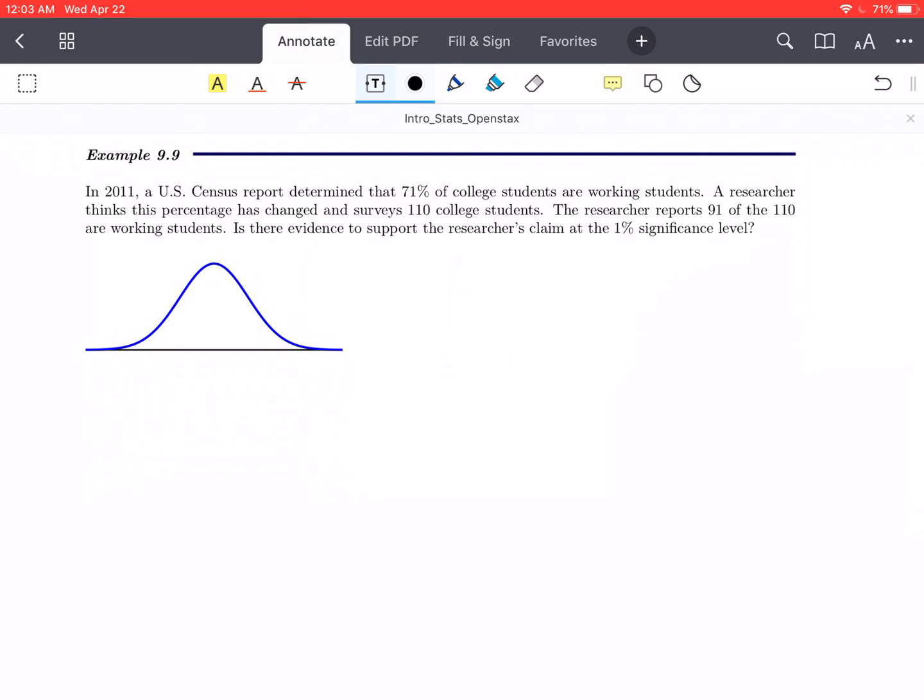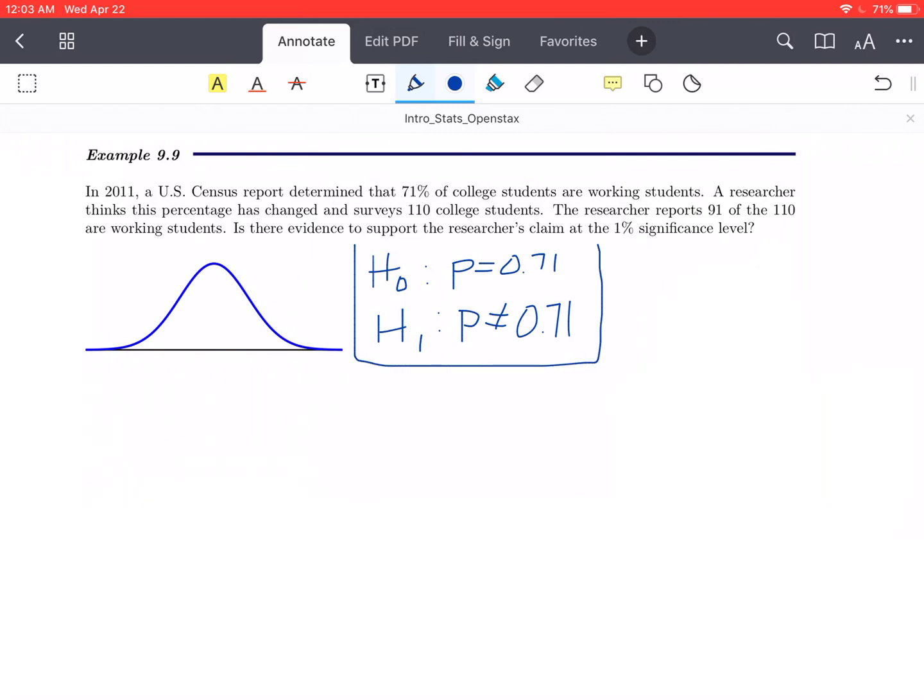Let's again start off with our hypotheses. Our null hypothesis states that 71% of college students work, so that's p equals 0.71. For our alternative hypothesis, the researcher claims that this percentage has changed. The researcher didn't say greater than or less than. It could be either. All he said is it's changed. So we're going to say p not equal to 0.71. Those are our hypotheses to start us off.